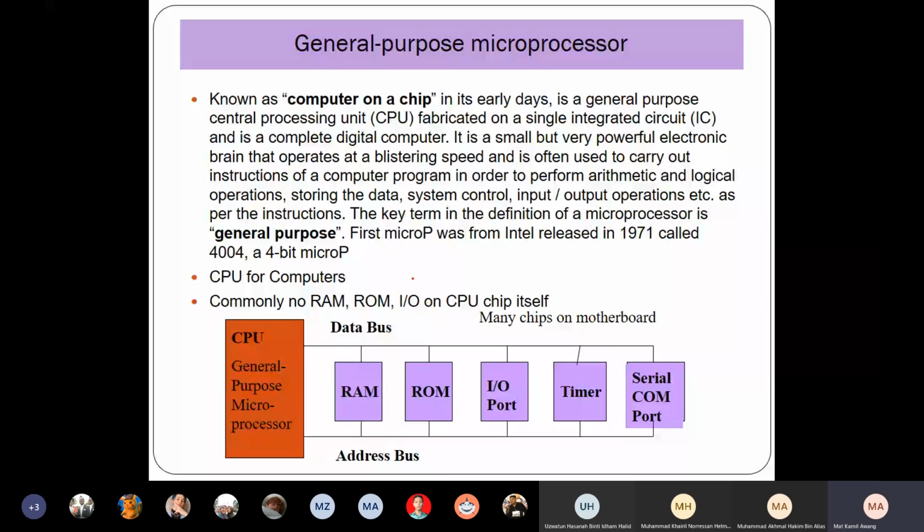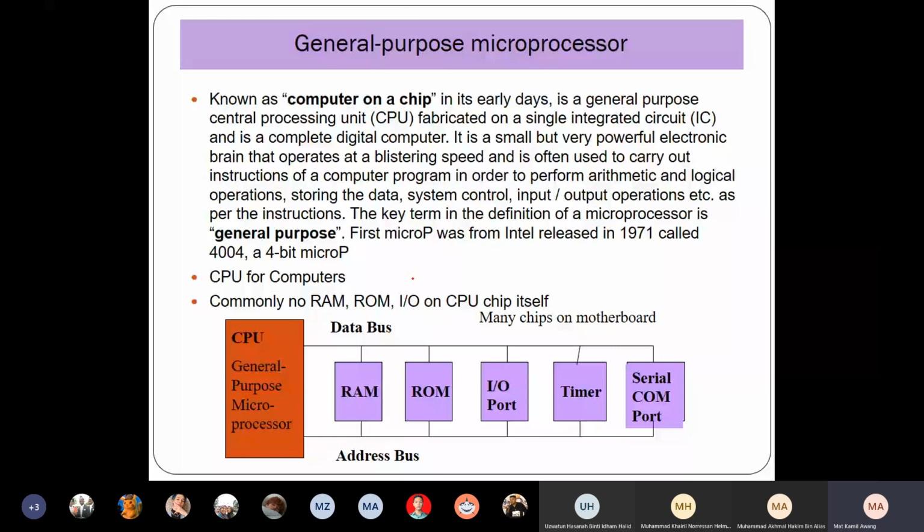The first microprocessor was from Intel, released in 1971. It's called the 4004, a 4-bit microprocessor. The general purpose microprocessor basically acts as a CPU for the computer. And commonly there is no RAM or ROM or IO on the CPU chip itself.